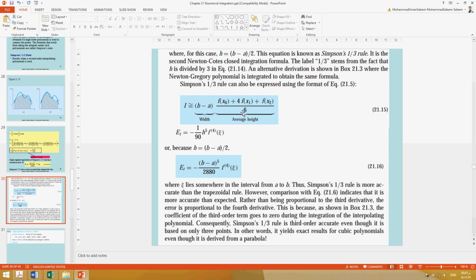This is the result, and you can find the integral of that function by using equation 21.15, where x1 is the value of the function at the midpoint. For example, in the previous example we have a as 0 and b as 0.8, so x1 will be in the middle of these two, which is 0.4. The error calculation is pretty similar to the trapezoidal rule, but the only difference is that instead of the second derivative, we have the average fourth order derivative of that function.